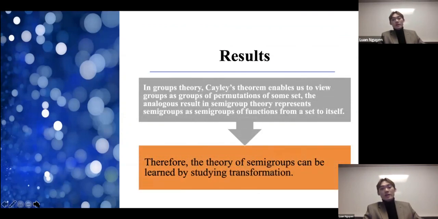And that's the result from studying the Cayley theorem for semigroups. In group theory, the Cayley theorem enables us to view groups as groups of permutations of some set. The analogous result in semigroup theory represents semigroups as semigroups of functions from a set into itself. Therefore, the theory of semigroups can be learned by the study of transformations. So that's the important thing I got from the research about semigroups. The theory of semigroups can be learned by the study of transformations.